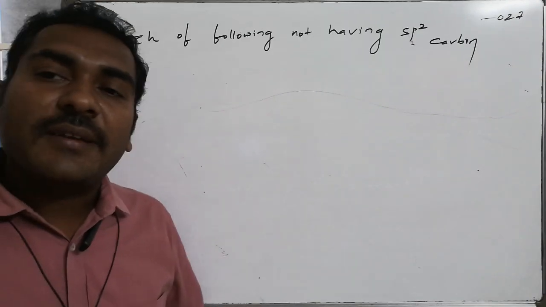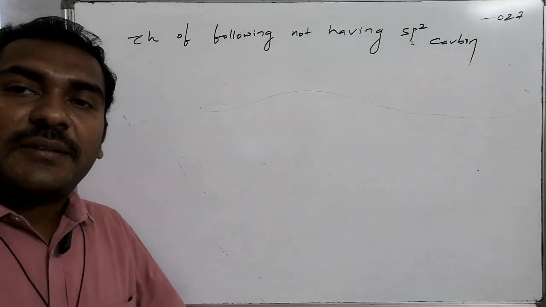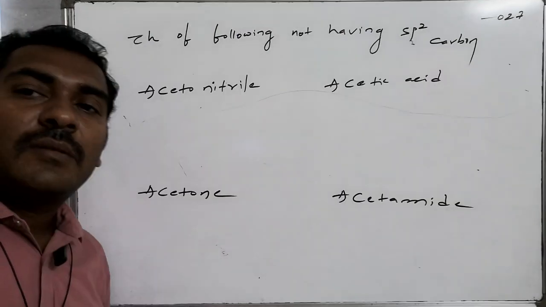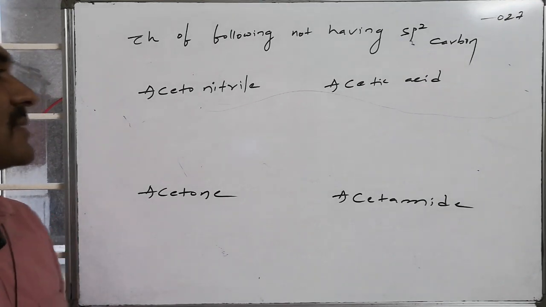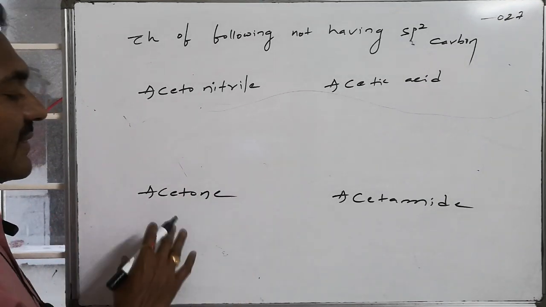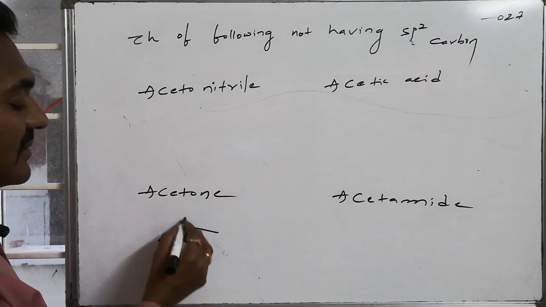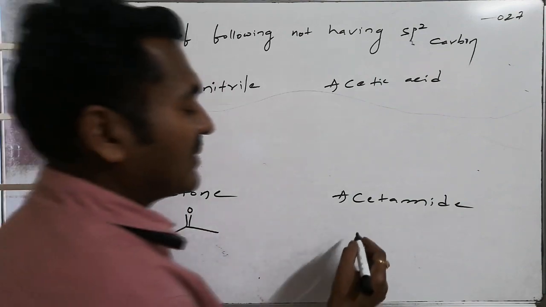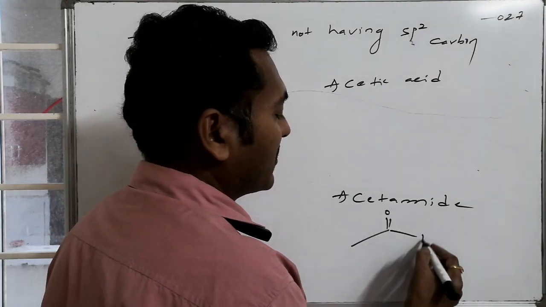Which of the following does not have an sp2 carbon? The compounds given in the options are acetonitrile, acetic acid, acetone, followed by acetamide. This is the acetone system, whereas acetamide stands for C double bond O, NH2.